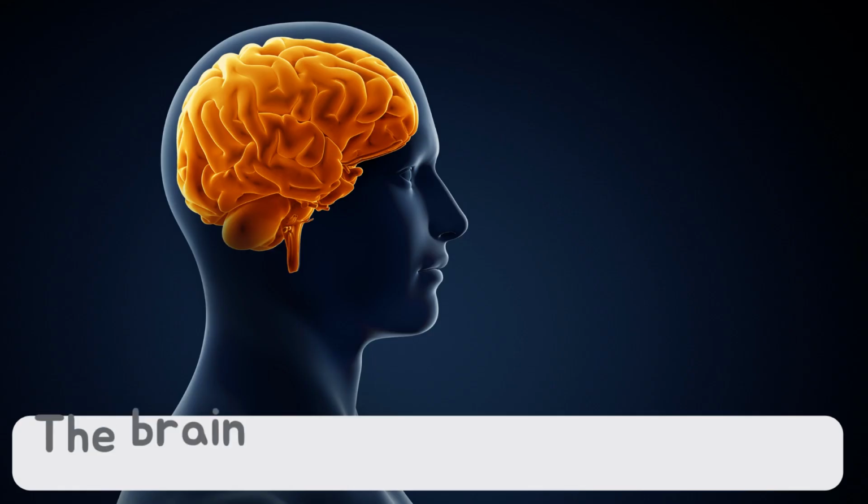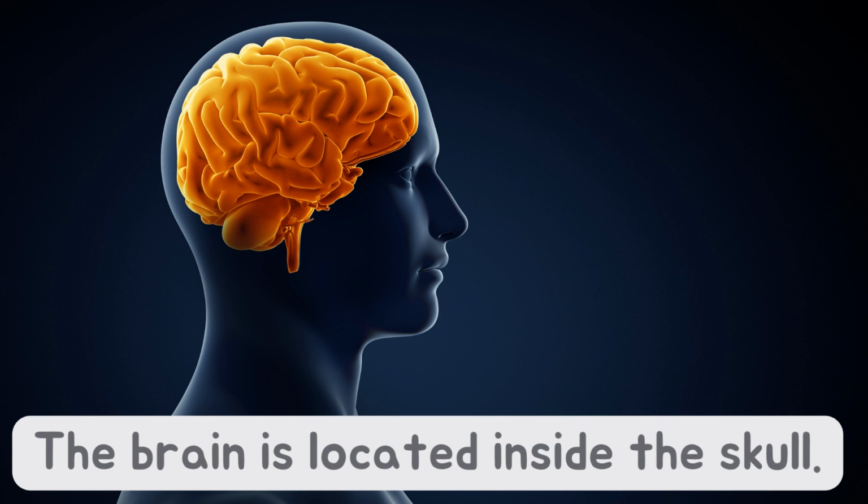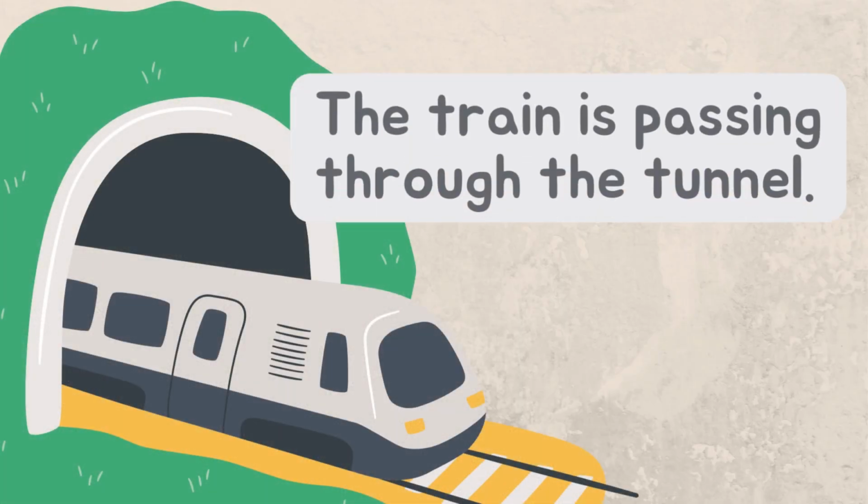Let us see another sentence. The brain is located inside the skull. Here, the preposition inside reveals the brain's location, forging a relationship between the noun brain and the rest of the sentence. Inside exemplifies the role of prepositions in demonstrating connections. Lastly, let's examine the sentence. The train is passing through the tunnel. The preposition through serves as a link between the noun train and the remaining words in the sentence. As a preposition, through helps us visualize the train's movement relative to the tunnel.